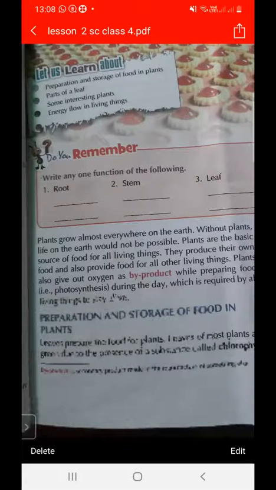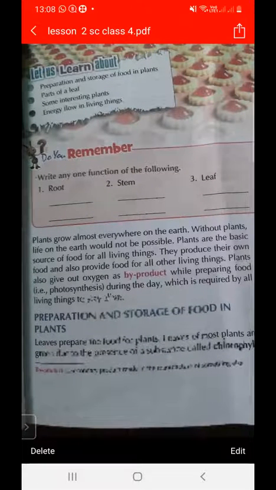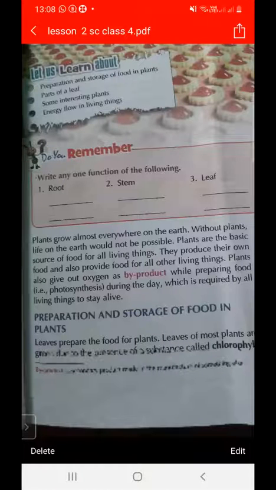So there are two uses of plants, two basic uses of plants. First, plants give us oxygen. Second, plants give us food to stay healthy.